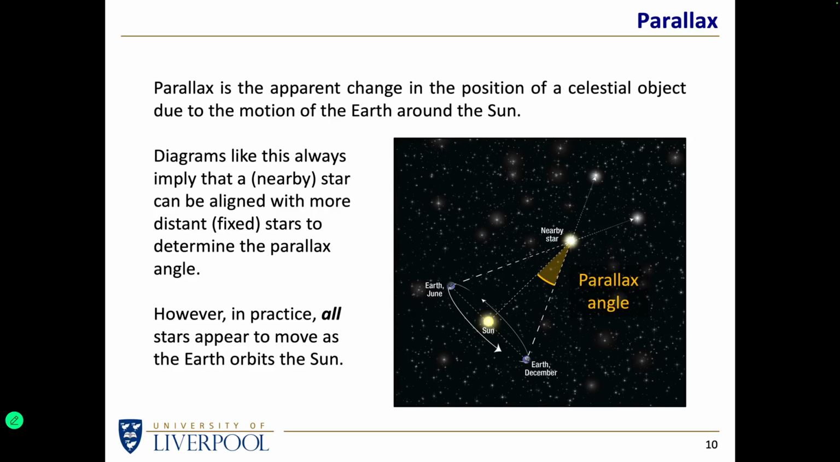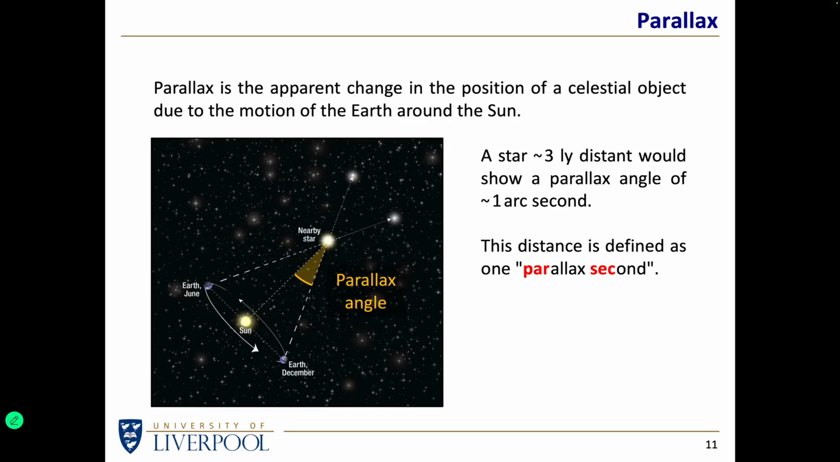But the real problem, one of the real problems, not only the fact that the parallax angle is small, is the fact that there's no such thing as a fixed star, in the sense that nearby stars will move relative to more distant stars, but they are also going to appear to move because of the Earth moving around the Sun. All stars in the Milky Way will appear to move.